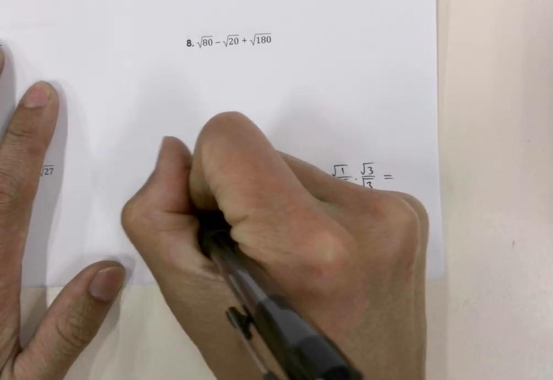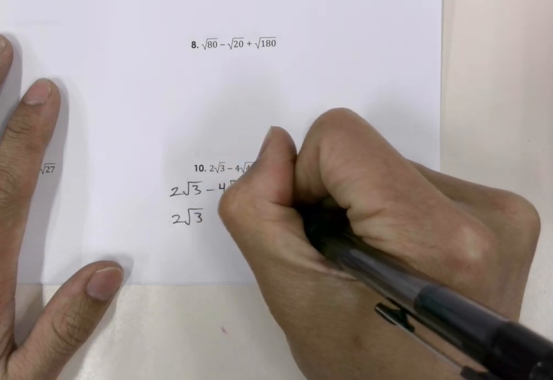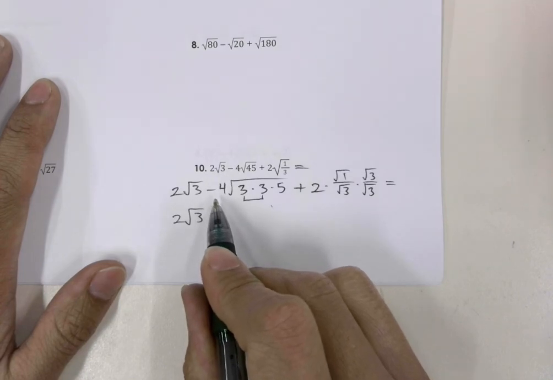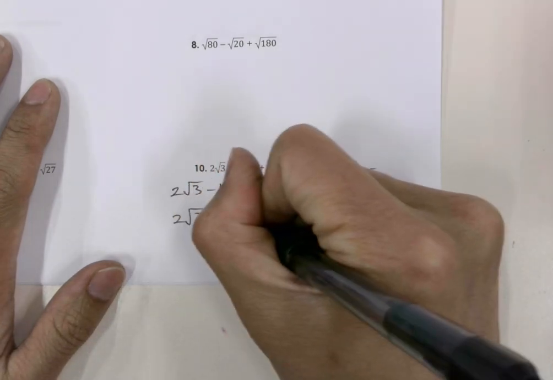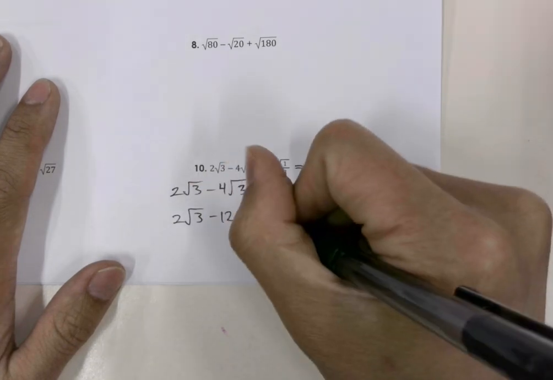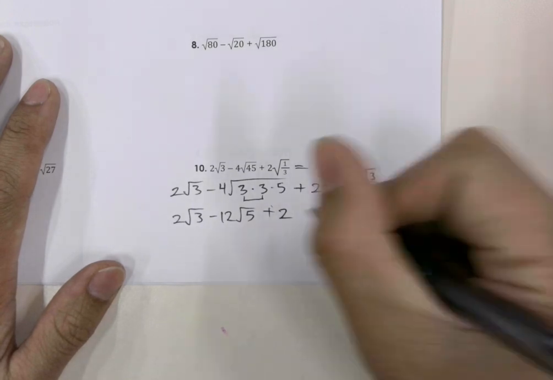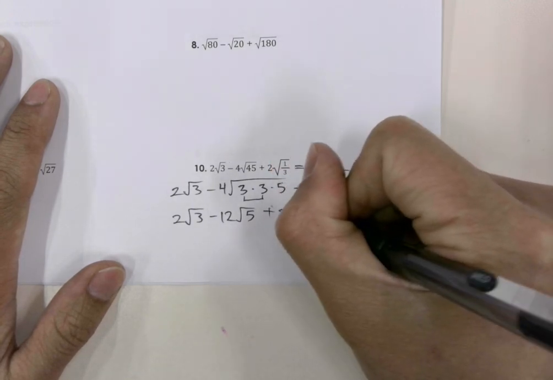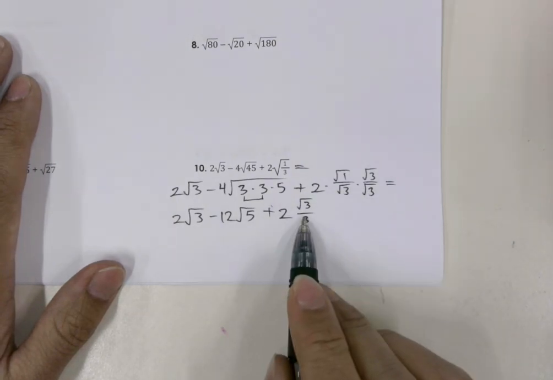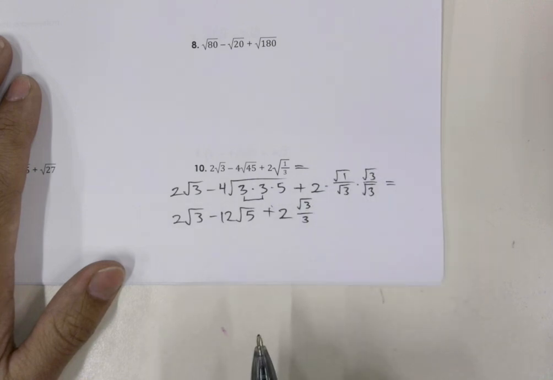We have the 2 square root 3. And then on this one, we have 2 3's as factors under the square root. So we could pull that out. That becomes negative 4 times 3 is negative 12 square root, and the 5 is left over. Now over here, what do we have? We have a plus 2 times square root 3 divided by 3. All right, because square root 3 times square root 3 is 3, and then square root 1 times square root 3 is square root 3.